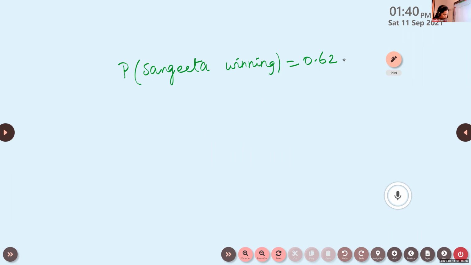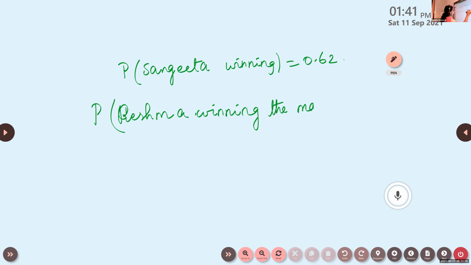What is the probability of Reshma winning the match? 0.38. Yes, correct. Probability of Sangeeta winning the match is 0.62. What we have to find? Probability of Reshma winning the match.